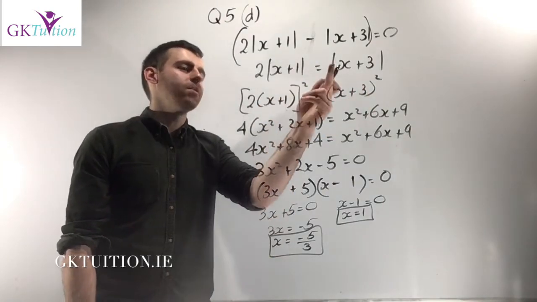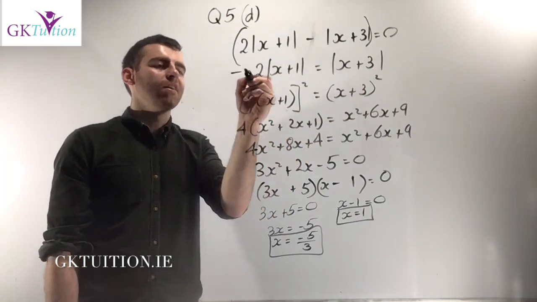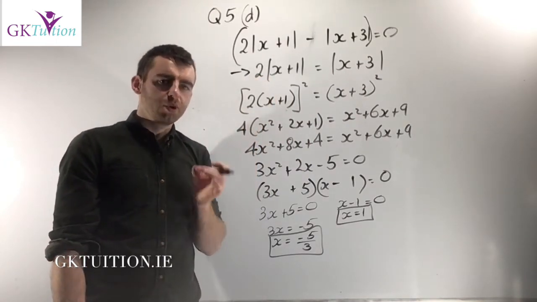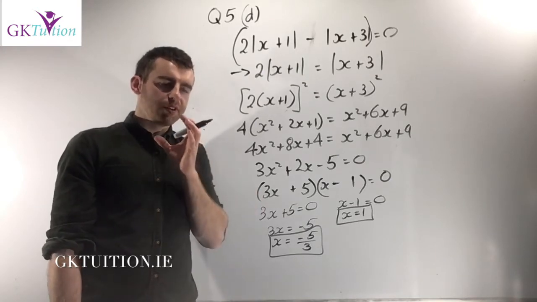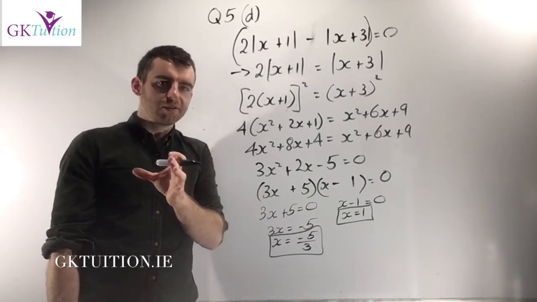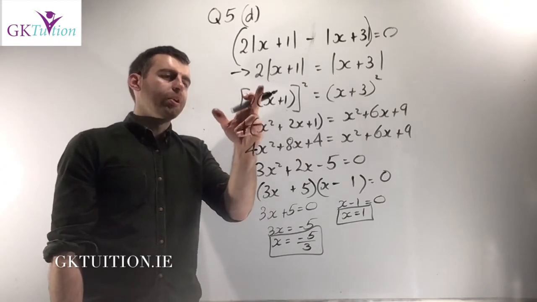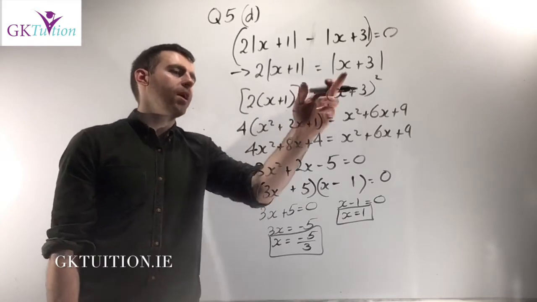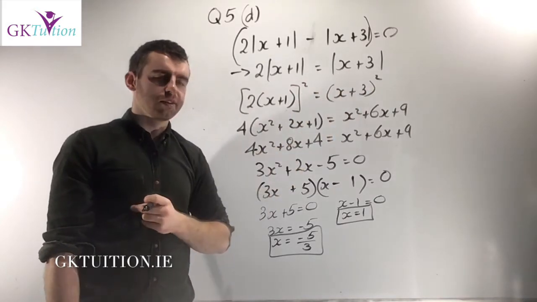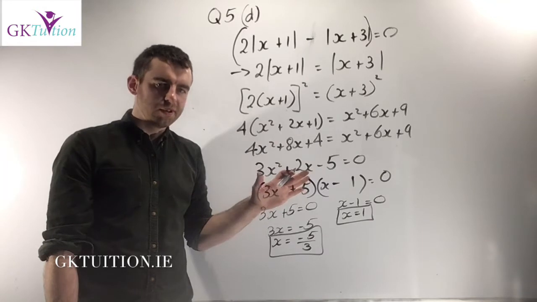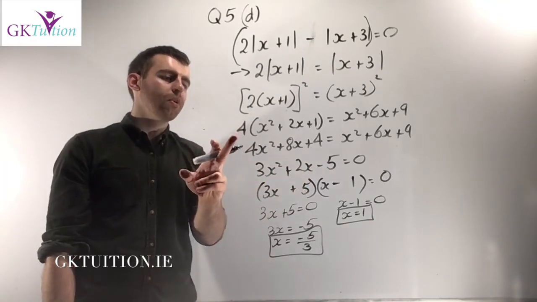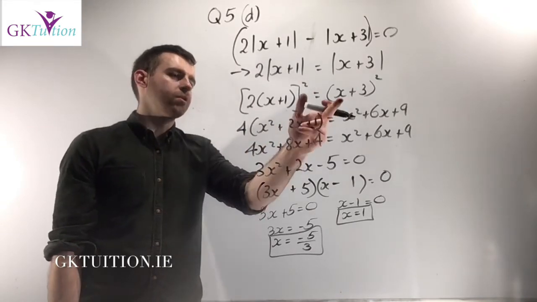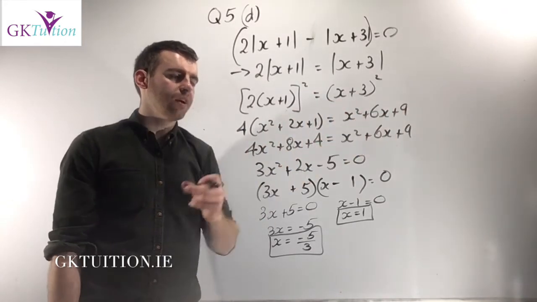So I added the absolute value of x plus 3 to both sides, and I got to this stage. And it's far easier at this stage. What I decided to do now was to square both sides, because then the absolute value signs would be gone. So the left hand side became 2 times x plus 1, all of that squared, and the right hand side just becomes x plus 3 squared. If I square it out, I can ignore the absolute value signs. 2 squared is 4, and x plus 1 squared gives me x squared plus 2x plus 1. And x plus 3 squared is x squared plus 6x plus 9.